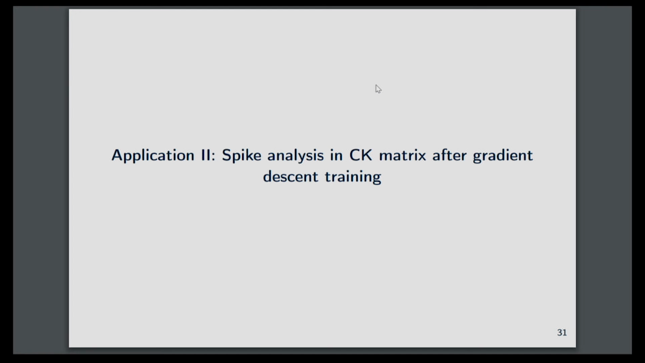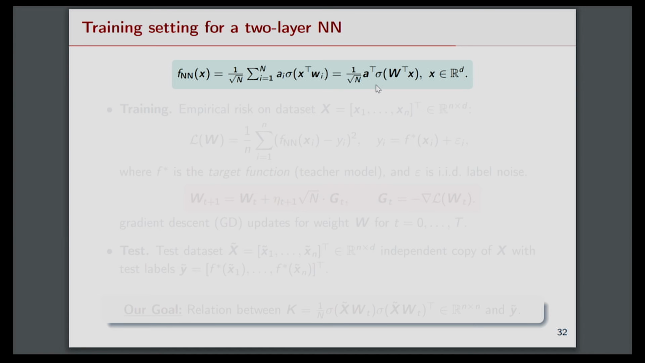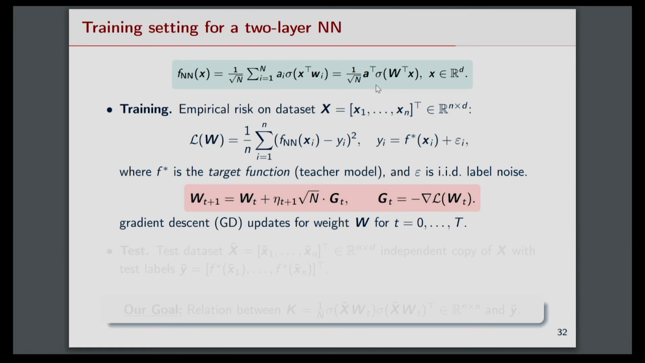So that's the last part, where we consider the gradient descent training and understand the spike eigenvector and eigenvalue for the CK matrix. Here is the setting. In this case, we just consider a 2-layer neural network. We define capital N as the number of neurons for the first hidden layer. We consider classical full batch gradient descent with n training data points with mean square loss. Here is the gradient descent update for the t-th step. So this eta t plus 1 is just the learning rate for the t plus 1 step.